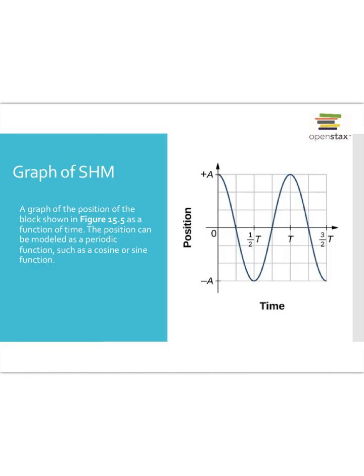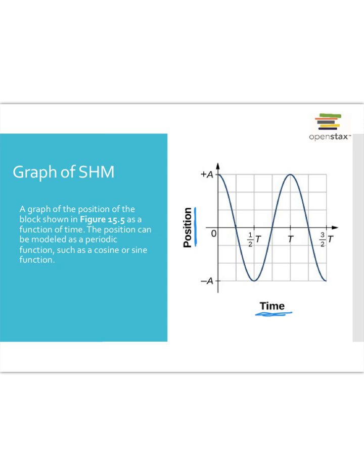This is a picture of a graph of simple harmonic motion. Essentially what we've done is we've taken the graph that you saw on the previous slide and rotated it 90 degrees, because this is more common in how we would see this motion being illustrated. The vertical axis is the position of the mass on the spring, and the horizontal axis is the amount of time.